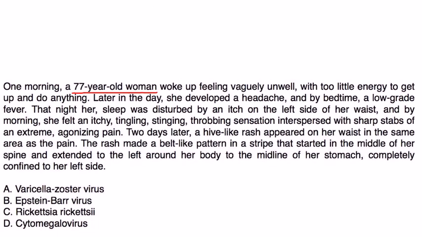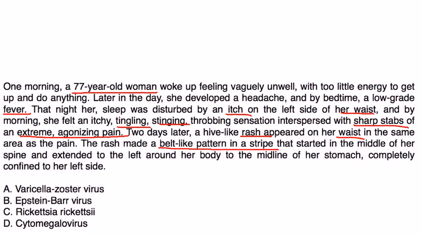One morning, a 77-year-old woman woke up feeling vaguely unwell with too little energy to get up to do anything. Later in the day, she developed a headache and by bedtime a low-grade fever. That night, her sleep was disturbed by an itch on the left side of her waist, and by the morning she felt an itchy, tingling, stinging, throbbing sensation interspersed with sharp stabs of extreme agonizing pain. Two days later, a hive-like rash appeared on her waist in the same area as the pain. The rash made a belt-like pattern in a stripe that started in the middle of her spine and extended to the left around her body to the midline of her stomach, completely confined to the left side.